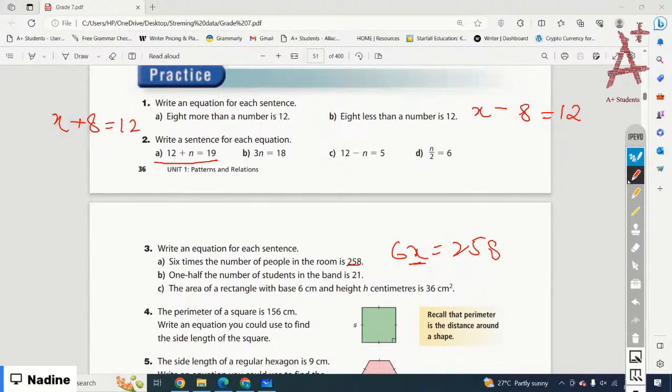One half the number of students in the band is 21. One half the number of students. You don't know the number of students, so it would be n over 2 equals 21, right? Divided by 2 means half of the students, and that equals 21.